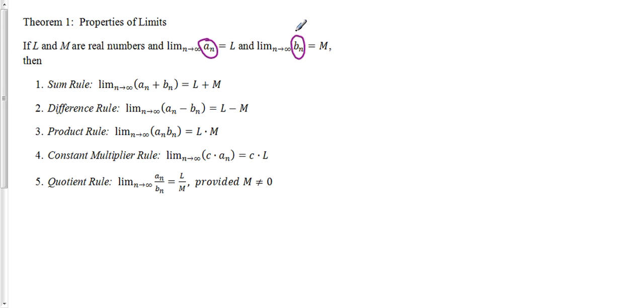So if we take the limit as n goes to infinity of a_n, we're going to let that be equal to L, and we're going to have a separate sequence b_n, and if we take the limit as n goes to infinity of b_n, we're going to get the value M.